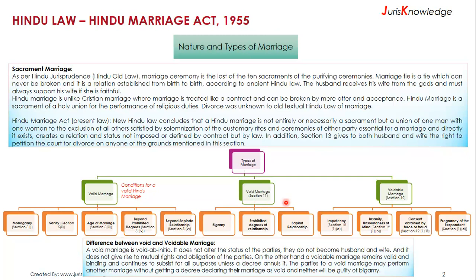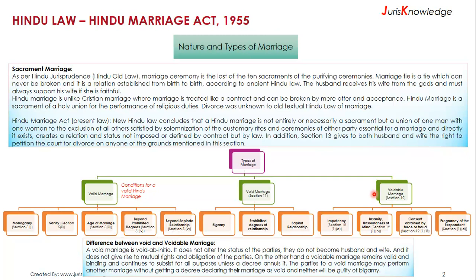Let's look at void marriage. Void marriage is mostly the other way around of the valid marriage. It is defined in section 11, and it says a marriage will be considered void if it is bigamy, which is opposite of monogamy, if it is done in the prohibited degrees of relationship, which is what we spoke about in the valid marriage as well, or if it is being done in Sapinda relationship, which was a condition in the valid marriage, that it should be beyond Sapinda relationship.